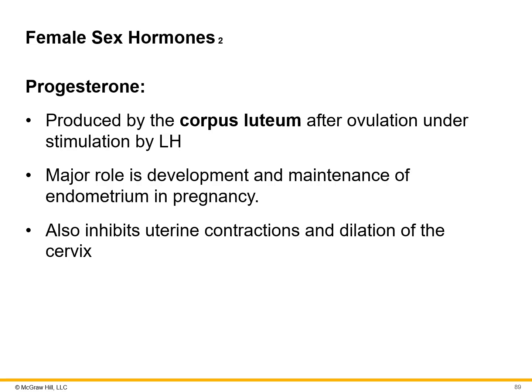Your progesterone, that is produced by the corpus luteum, that is after ovulation, and it is under the stimulation of that LH, which is your luteinizing hormone. Okay. That is a major role in development and also the maintenance of that endometrium, which is the lining of the uterus during pregnancy. Okay. But it also inhibits the uterine contractions and the dilation of the cervix so that you don't deliver your baby too soon.